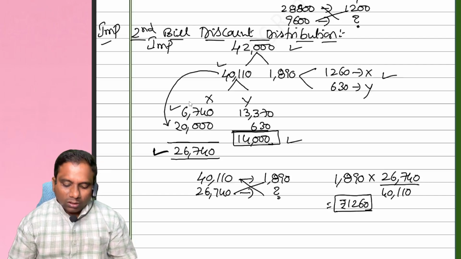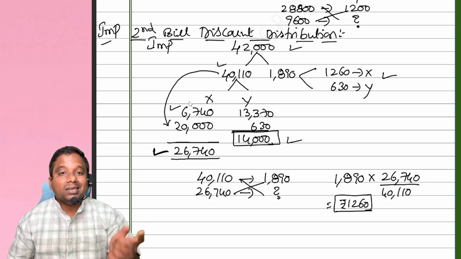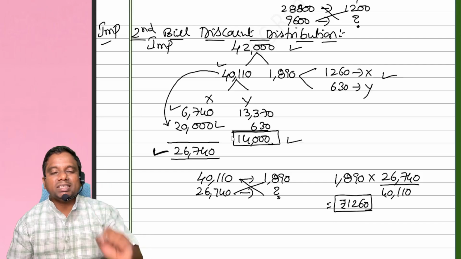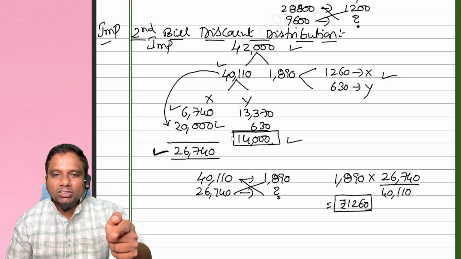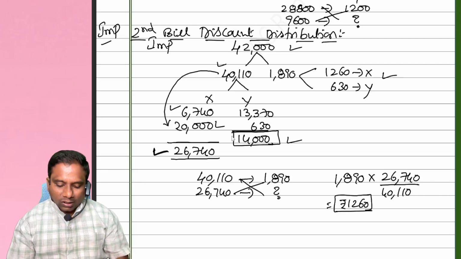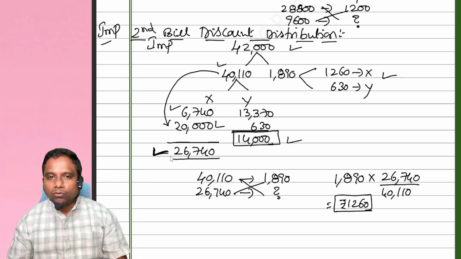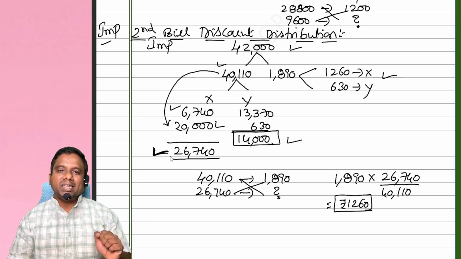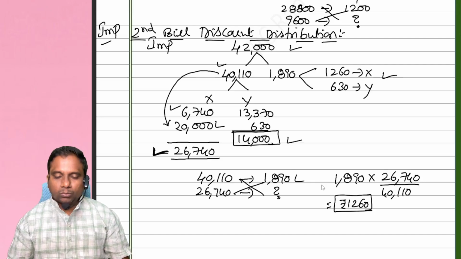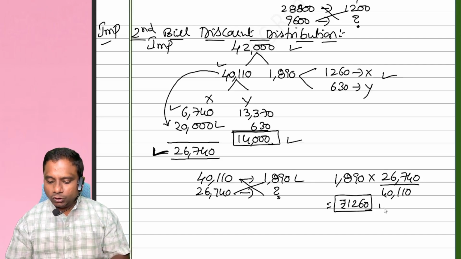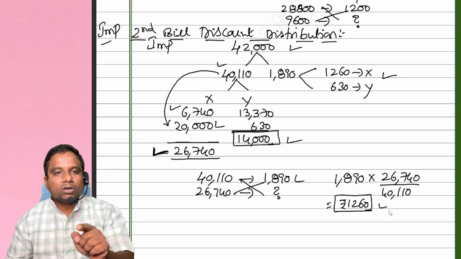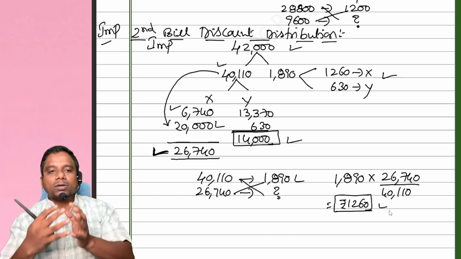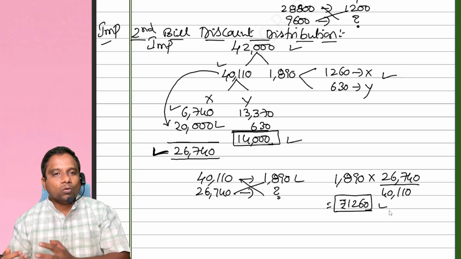X directly utilized 6,740 and indirectly utilized 20,000. Sir, what is this 20,000 rupees? First bill share. Total amount utilized 26,740. Out of 40,110, 26,740 is utilized by X. So what is the proportionate discount? 1,260 should be borne. 26,740 plus 1,260 discount, total 28,000 is receivable from X by Y.